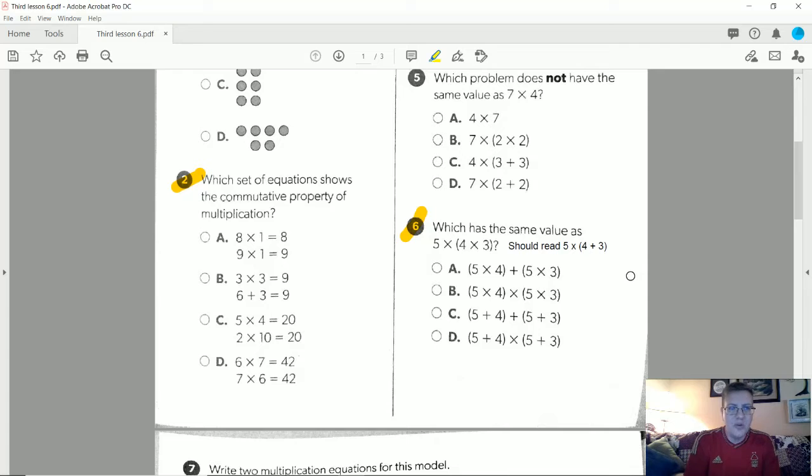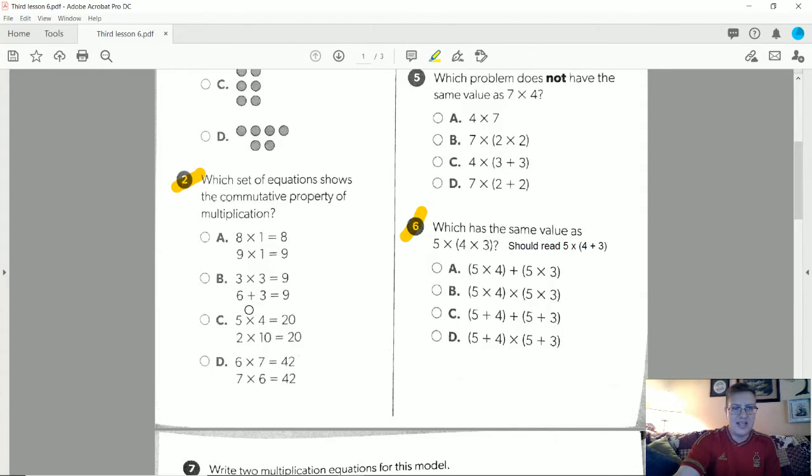Number 2, which set of equations shows the commutative property of multiplication? So the first one shows multiplying numbers by 1. That's the identity property. And that says if we take a number and multiply it by 1, the answer is going to be the other number.